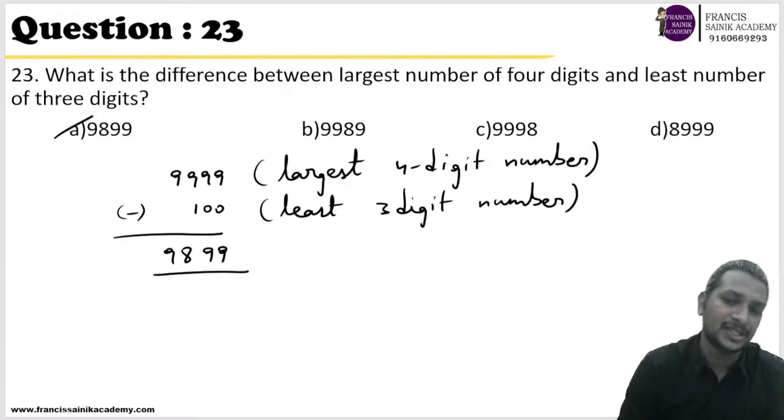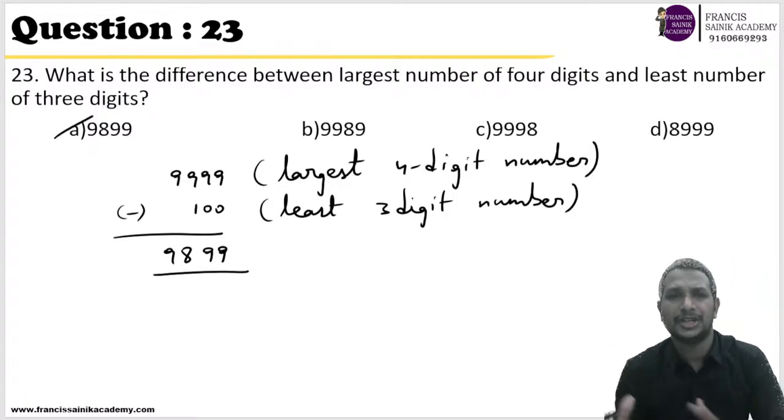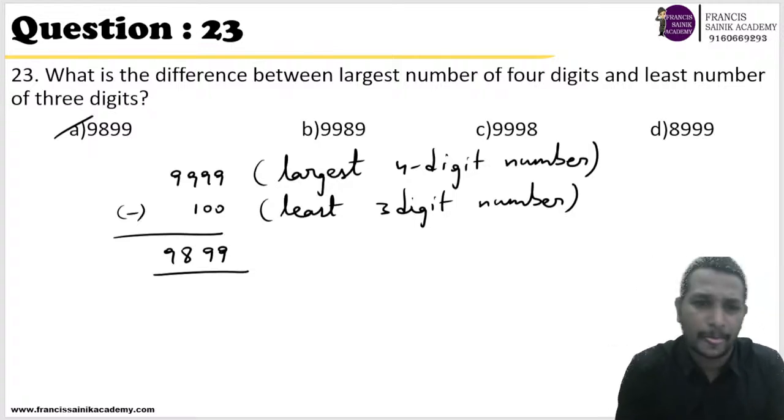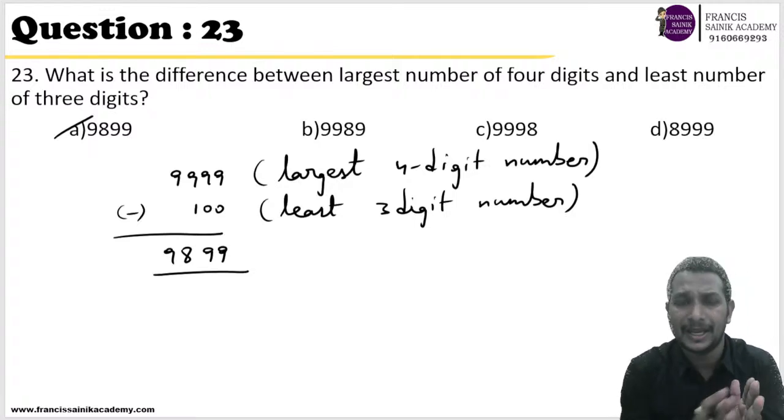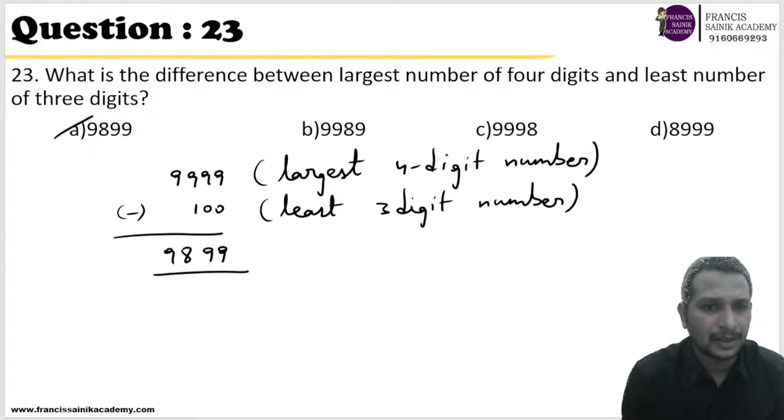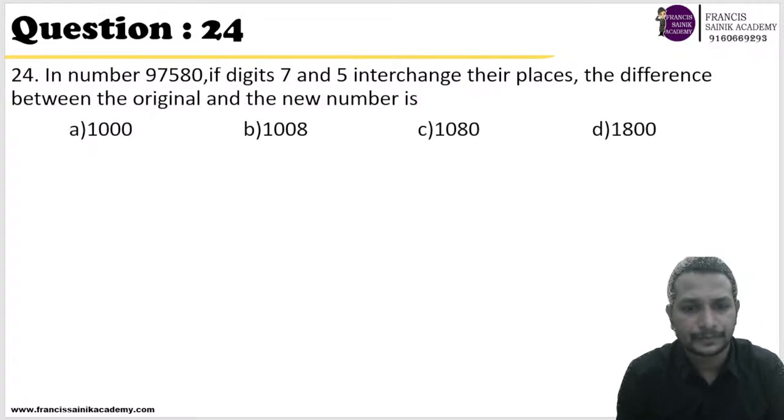Okay, whenever they mention the largest 3-digit number or 4-digit number, that many number of 9s we get. Whenever they mention the least 3-digit number or least 4-digit number, we get 1 and the remaining digits are zeros. Okay, now let's go to the next question.